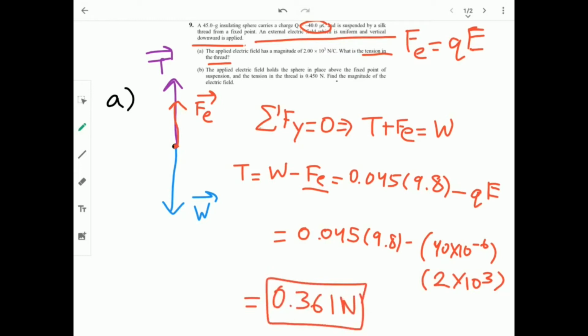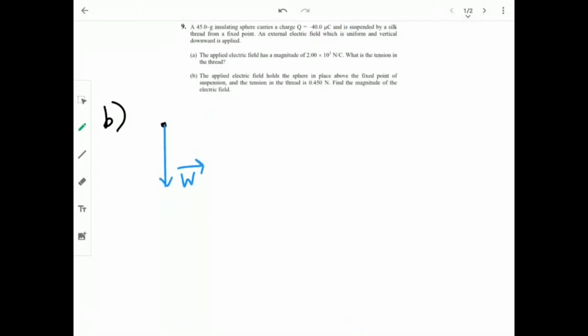Okay, let's continue with part B. Part B says the applied electric field holds the sphere in place above the point of suspension, and the tension in the thread is now 0.45 newtons. Find the magnitude of the electric field.